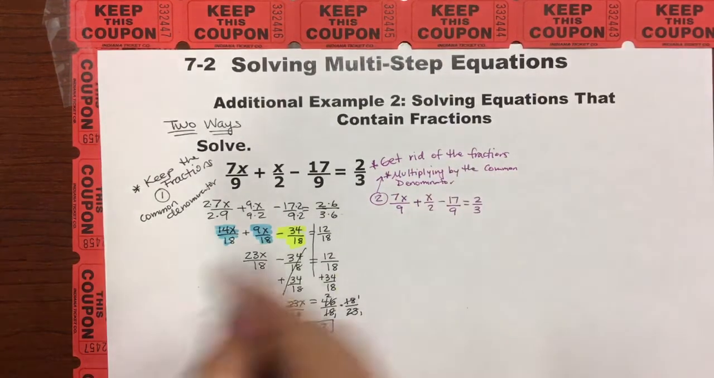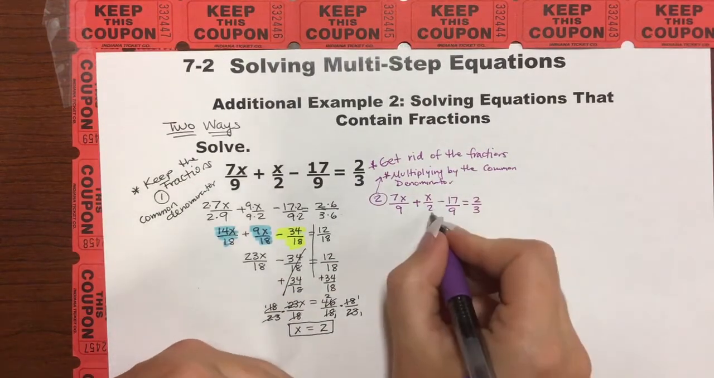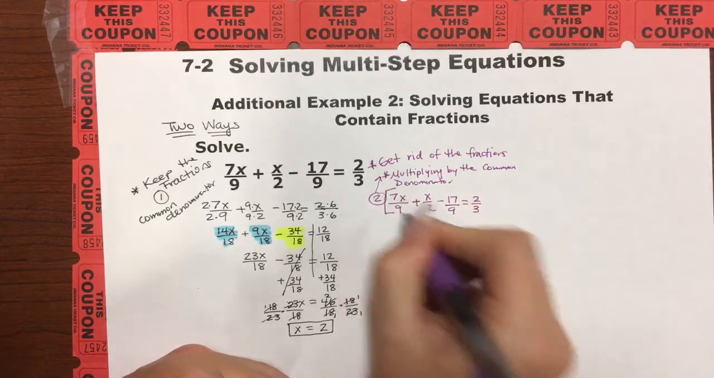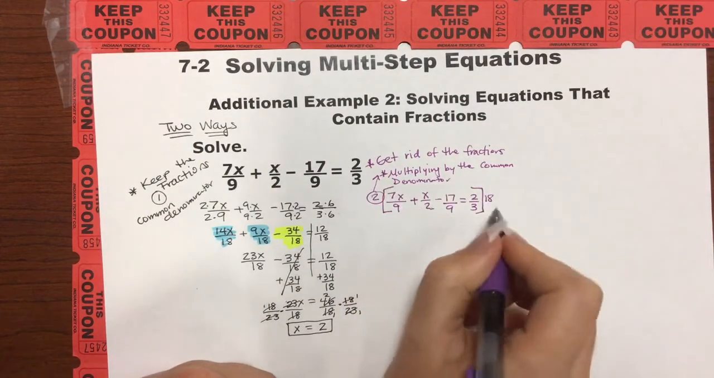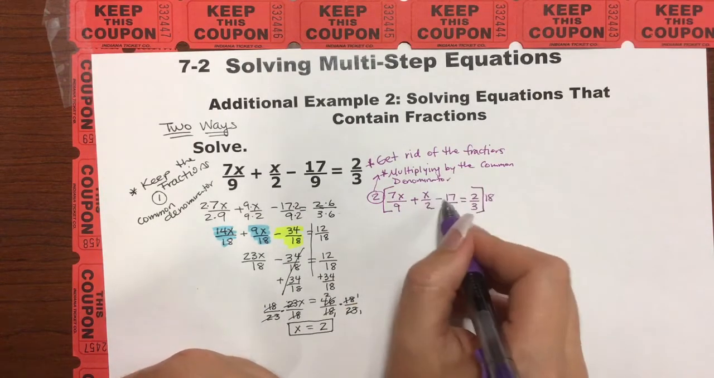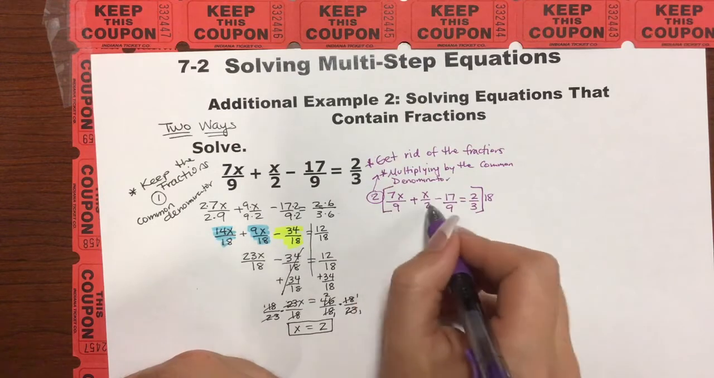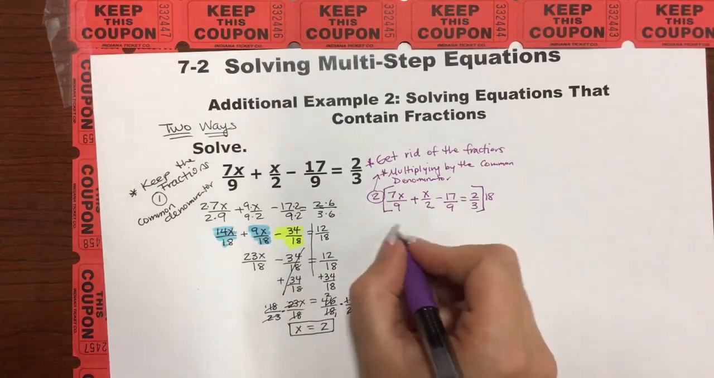Okay, so we already figured out that the common denominator was 18. So we are going to multiply this whole entire equation by 18, everything. It's like the 18 is the candy, and we have to distribute this candy to each thing. We have 4 kids, 1, 2, 3, 4.